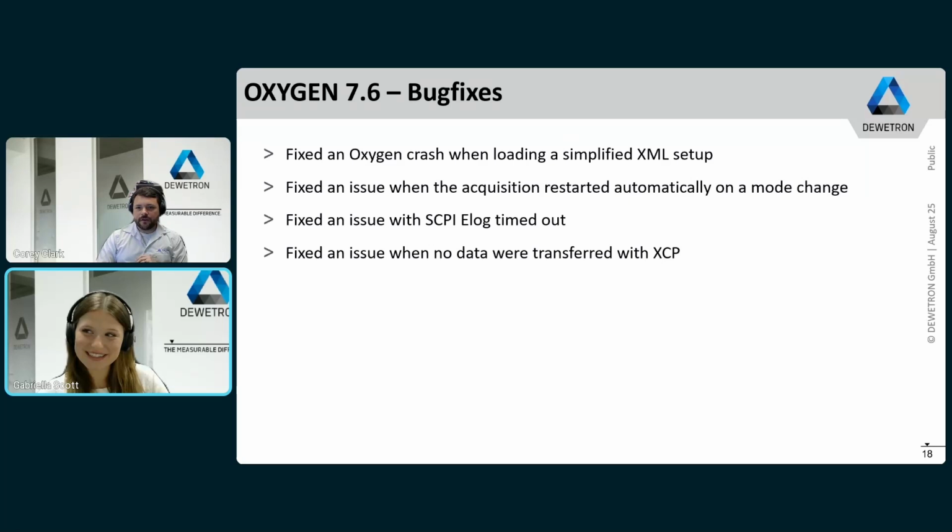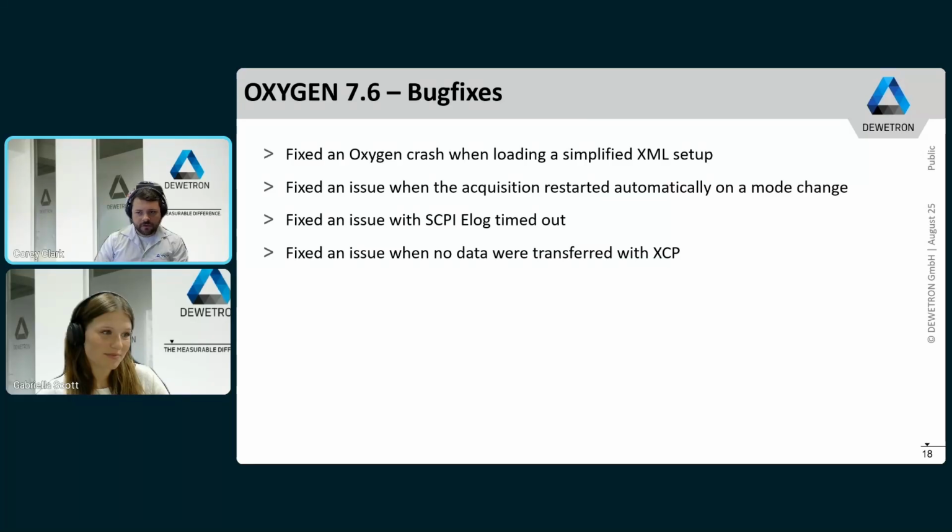Bug fixes, we have bug fixes in Oxygen and for the TRION drivers. So the Oxygen 7.6 bug fixes: there was a crash that was being experienced when loading a simplified XML setup file that's been squished. Acquisition was being restarted automatically on a mode change.